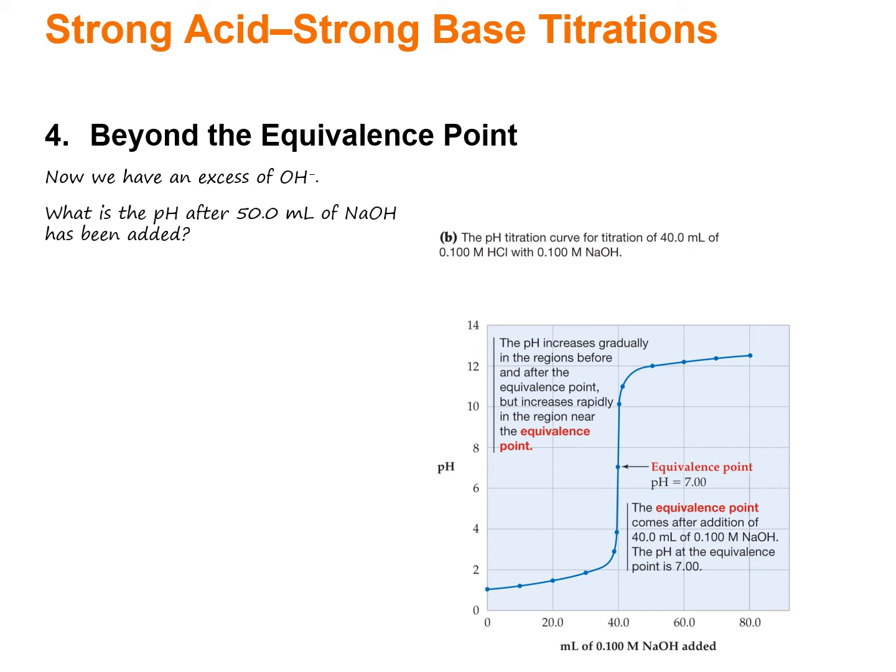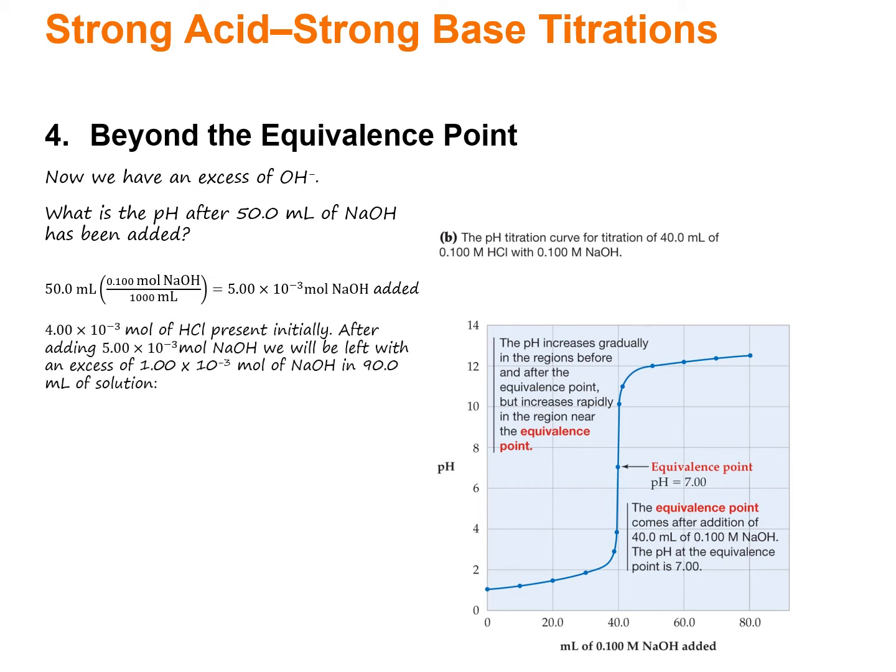So we could ask ourselves, what is the pH after adding 50 total milliliters of sodium hydroxide? And so we just go ahead and calculate how many moles of sodium hydroxide we've added, and that's just 5 times 10 to the minus 3. Keep in mind that we started with 4 times 10 to the minus 3 moles of HCl present. We reacted all of that. So now we have an excess of 1 times 10 to the minus 3 moles of sodium hydroxide.